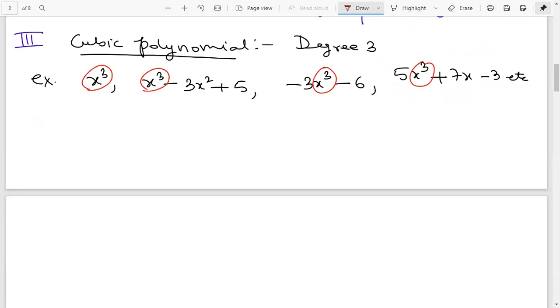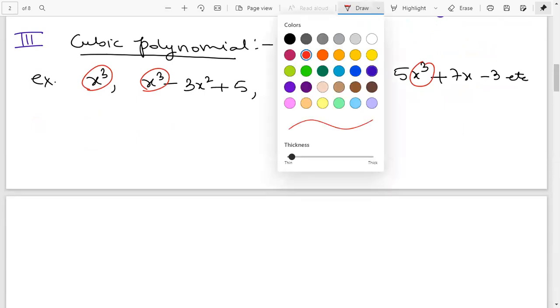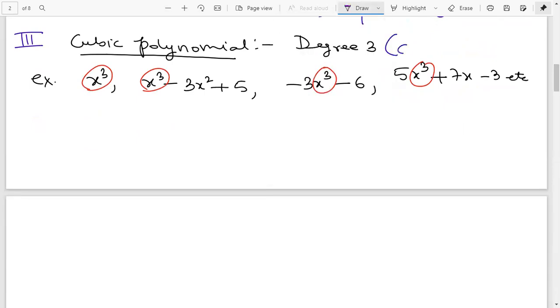So the graph is basically a cubic curve only. This will be called a cubic curve. The cubic graph will be cubical itself. You can say cubic curve.